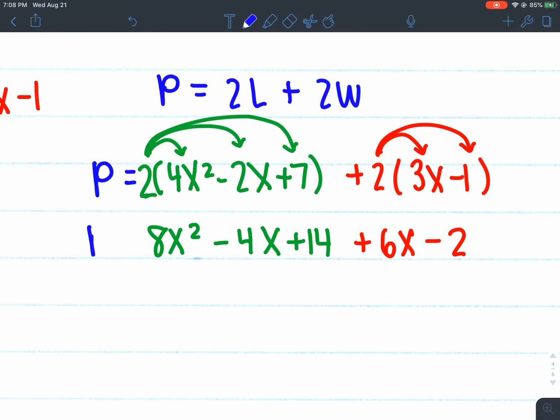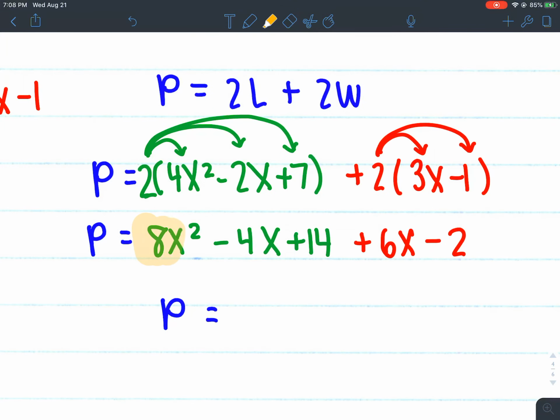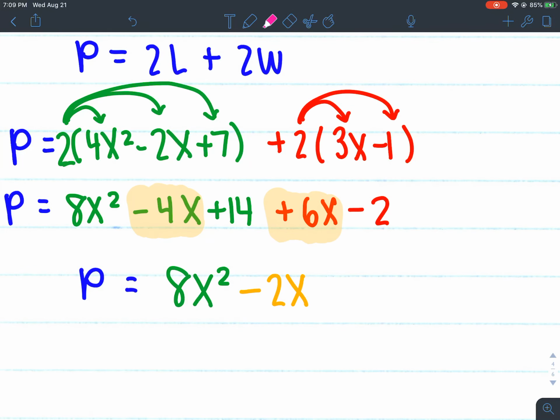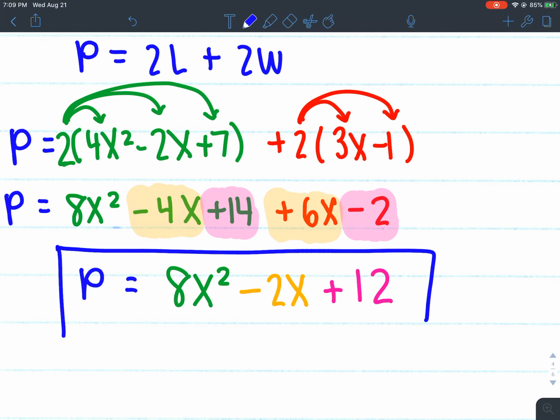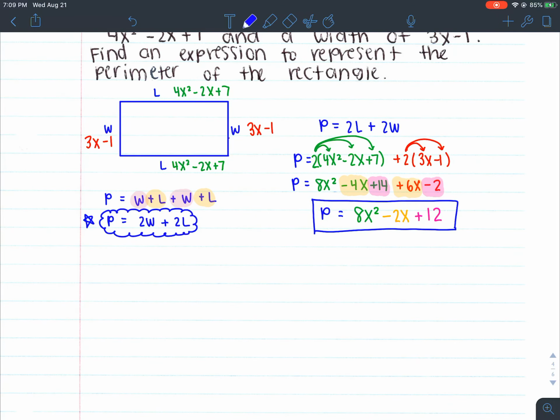From here, I'm going to combine my like terms. I have 8x squared, and that's all. I only have 8x squared, so I can't really do anything with that. So I'm going to leave it as 8x squared. Okay, I have negative 4x plus 6x, which gives me negative 2x. And then I have 14 minus 2, which is going to be a positive 12. So it looks like this is the expression for my perimeter: 8x squared minus 2x plus 12. That's the short way.